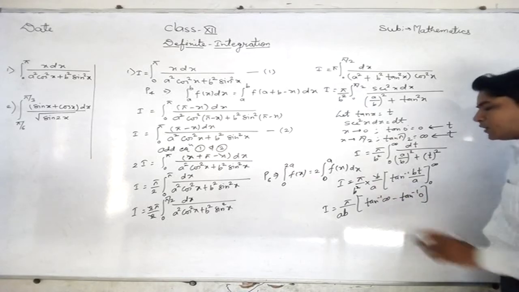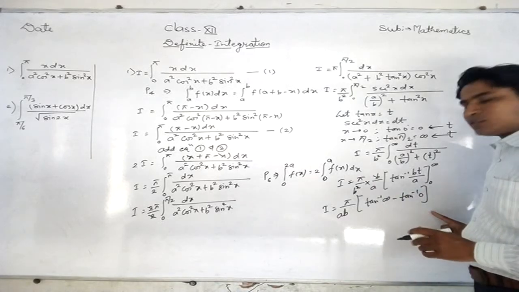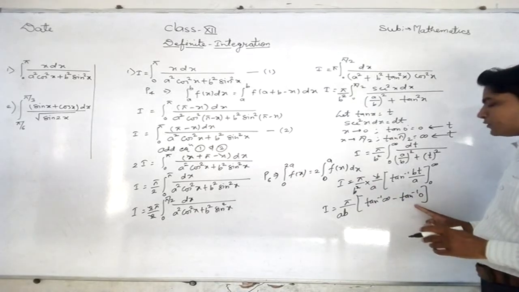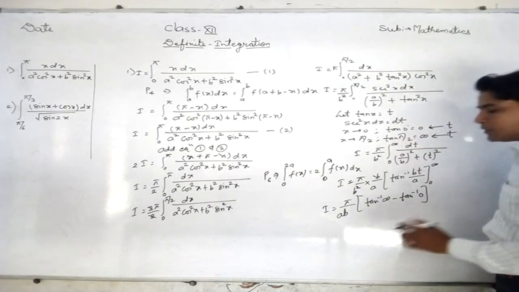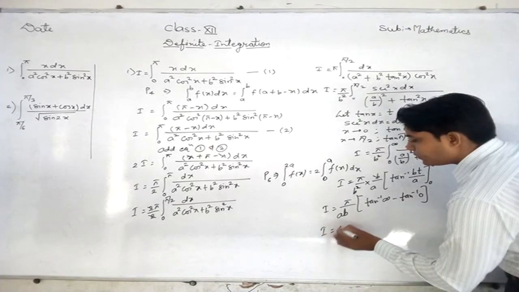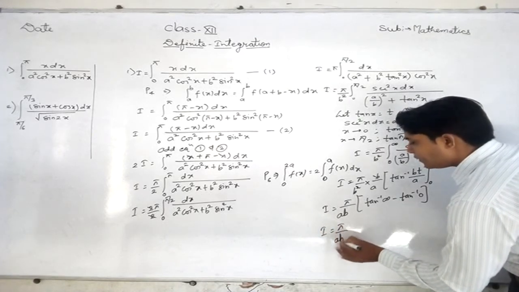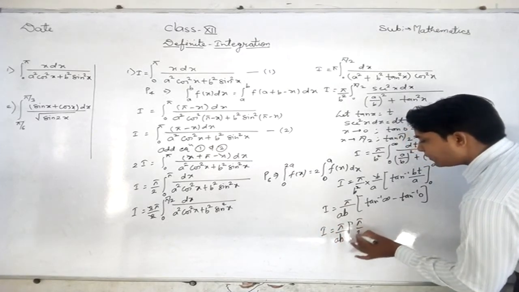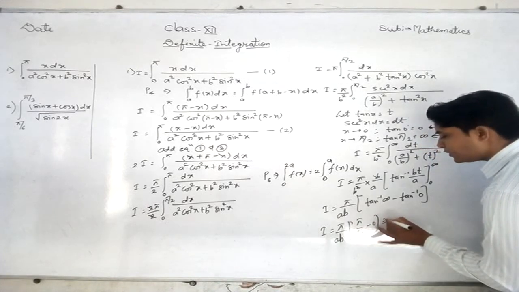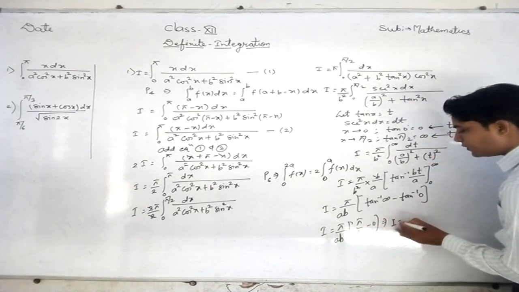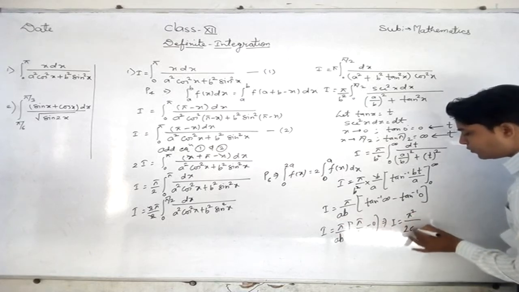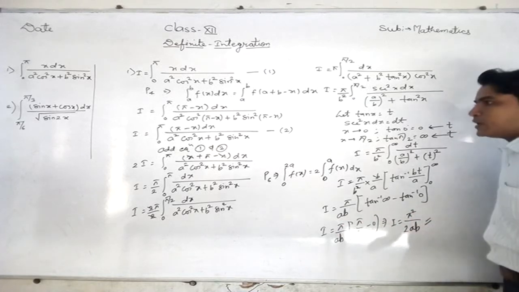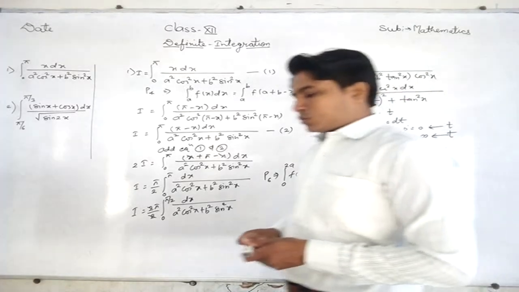So what is our answer? I equal to pi square upon 2ab. So student, this is our question, x dx upon a square cos square x plus b square sin square x, and what is our answer? I is equal to pi square upon 2ab. Okay, I think you understood this question simplified.